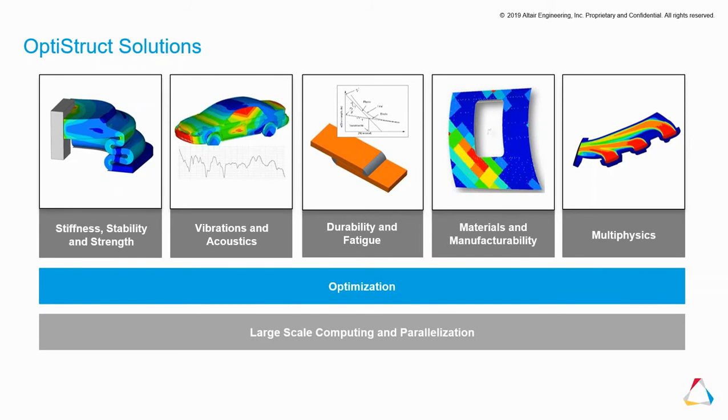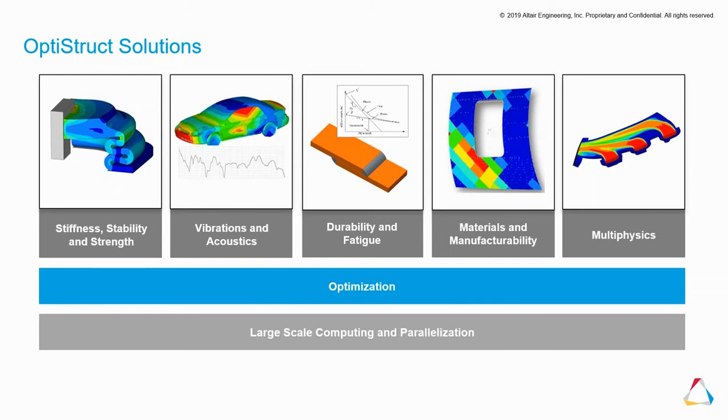On the fatigue side, we have an integrated fatigue solver, which also includes capabilities for weld fatigue as well as vibration fatigue. When it comes to studying materials and manufacturability, we have solutions that allow you to study advanced materials such as composite materials, as well as alternative manufacturing techniques such as 3D printing. And we do also have various types of solutions available for multi-physics analysis. And I'll talk briefly about some of those solutions in the upcoming slides.